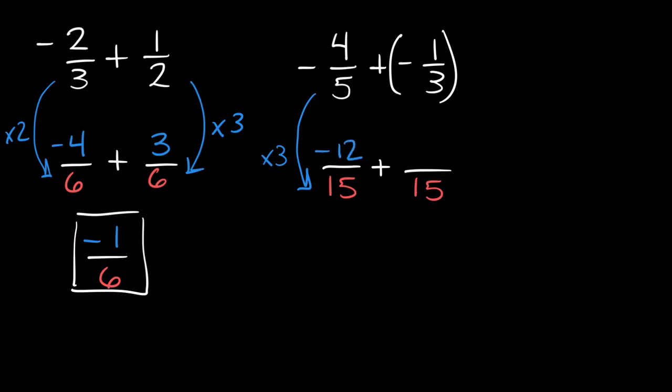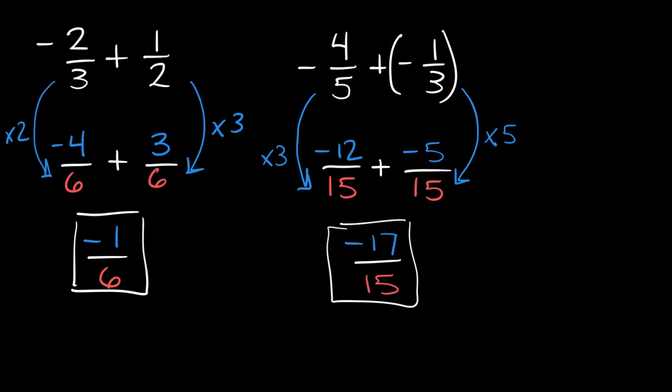And then I'm thinking about, well, how many times does 3 go into 15? And 3 goes into 15 5 times. So I'm multiplying negative 1 times 5. And negative 1 times 5 is negative 5. And so now I will take negative 12 plus negative 5. And I know that's negative 17. And that goes over our new denominator of 15. And that is the answer to that problem.